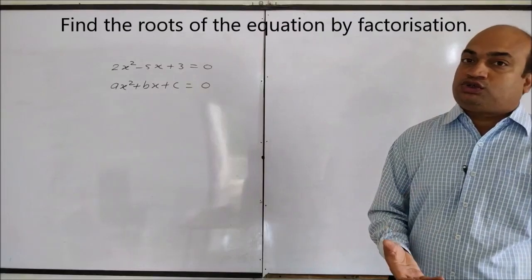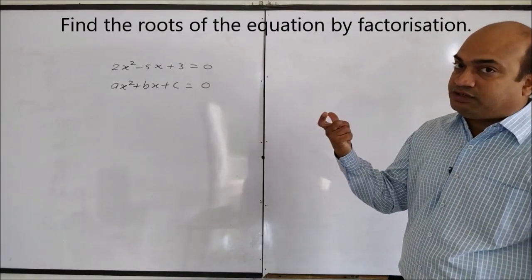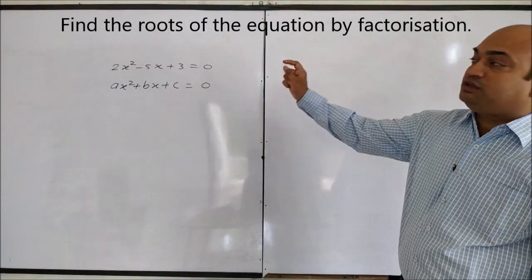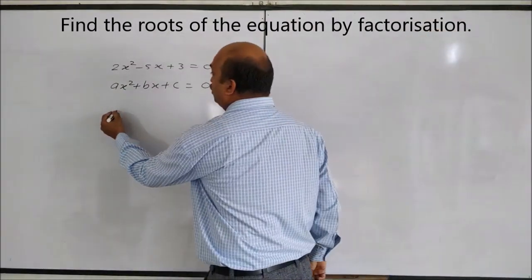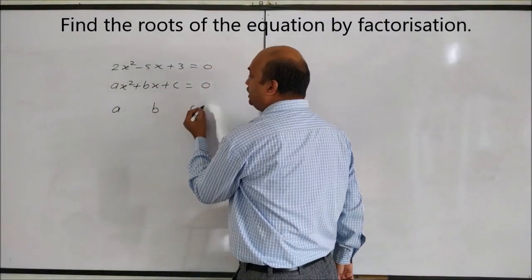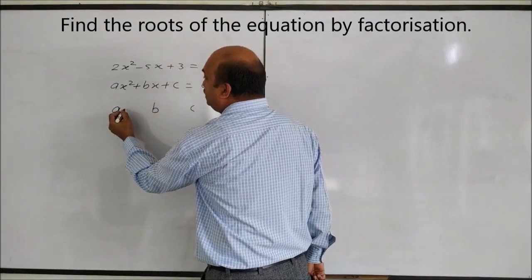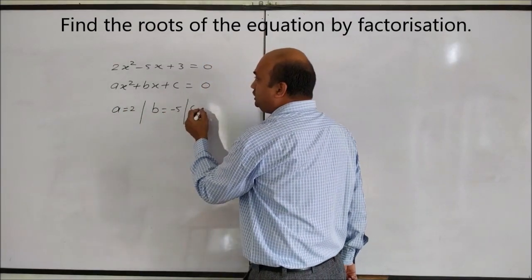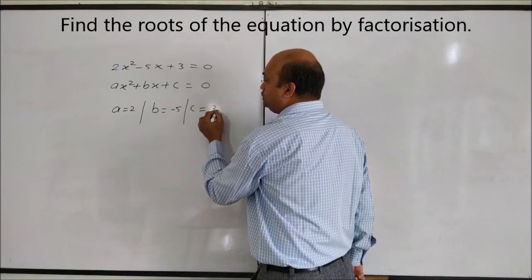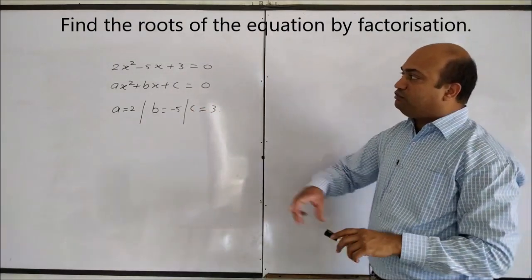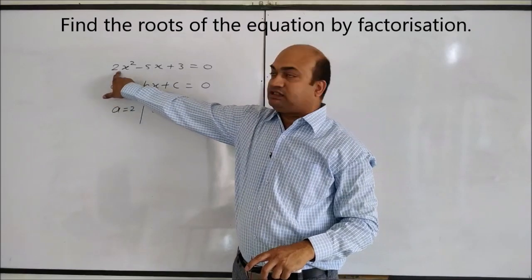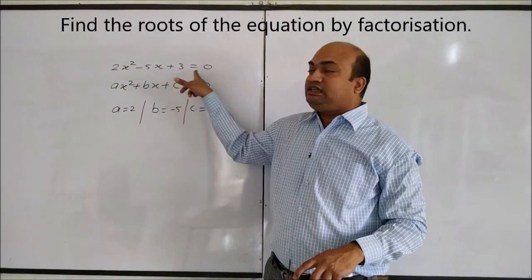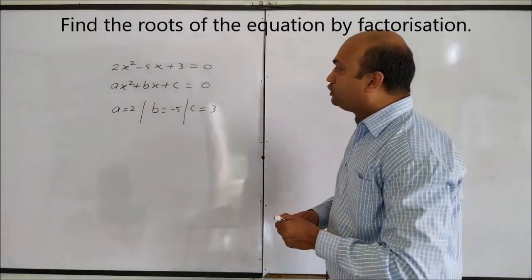So if we want to solve the quadratic equation by formula method, first of all we compare the given equation with the standard equation and obtain the values of a, b and c. Here a you will get 2, b you will get minus 5 and c you will get 3. These are the values of a, b, c. A is coefficient of x square, that is 2. B is coefficient of x, that is minus 5, and c is the constant, that is 3.